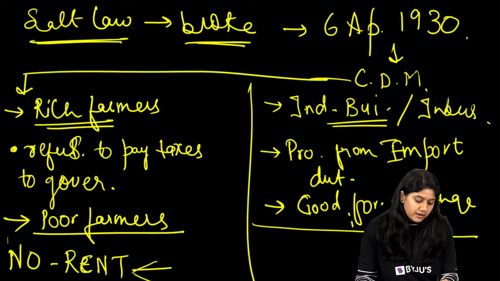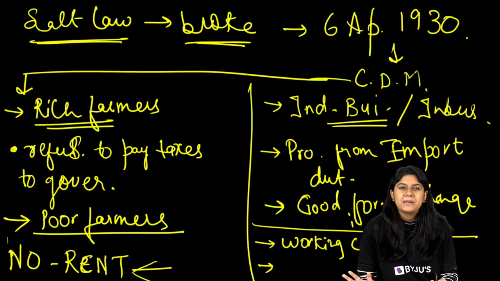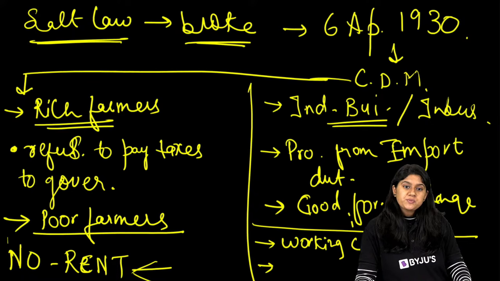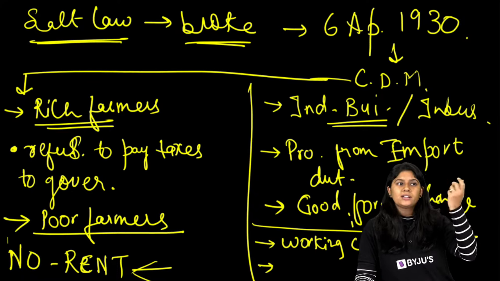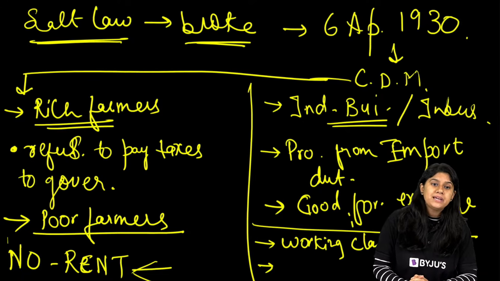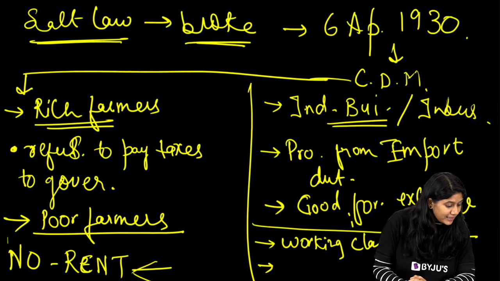The last one that we talked about was the working class. The working class were not so happy. They were not participating. Everyone, are we clear? Then of course we talked about women. They had a contribution, but they never got the position of a leader. The Poona Pact will come, it will come soon. Everyone, are we clear? Yes, or the customs duties, absolutely. Everyone clear?